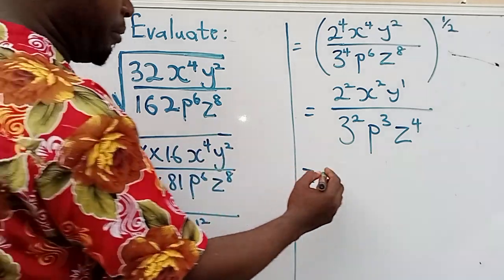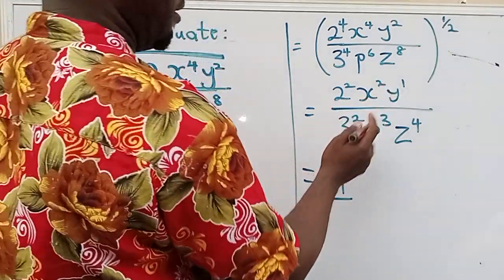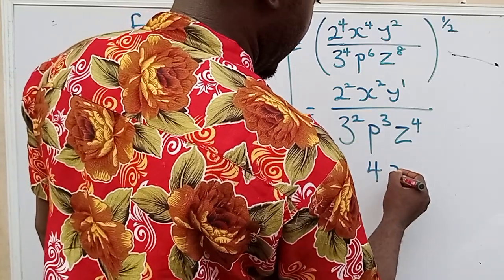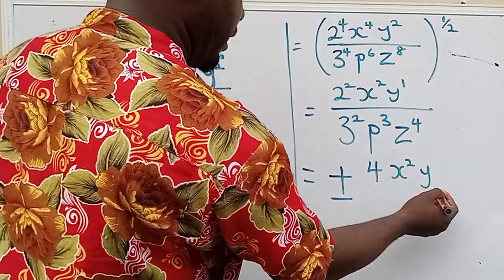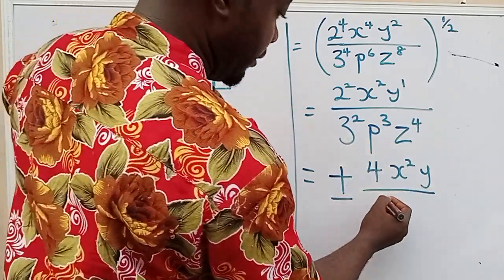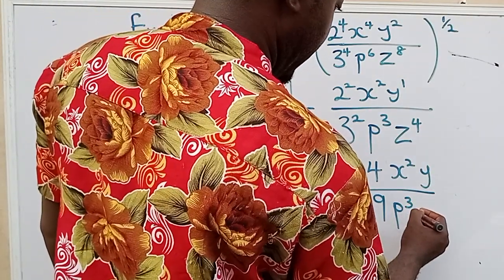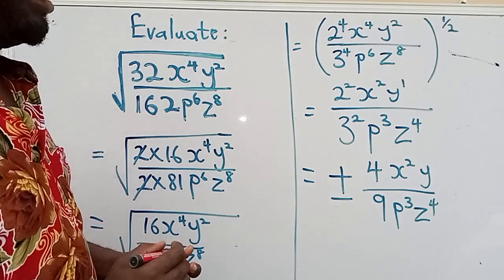Then my final answer, because we are taking the root of everything inside this, I'm going to have plus or minus. Then our final answer, 2 raised to power 2 will give me 4 s squared. Then y raised to power 1, we are going to write just y. Then this is going to be 9 raised to power 3 z raised to power 4. So this is going to be our final answer.